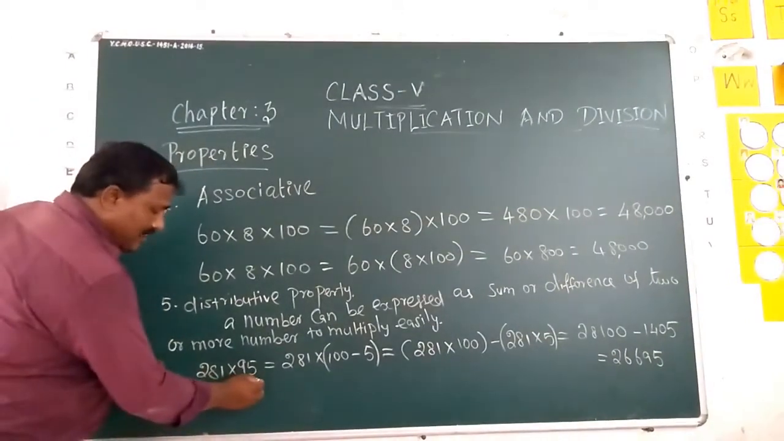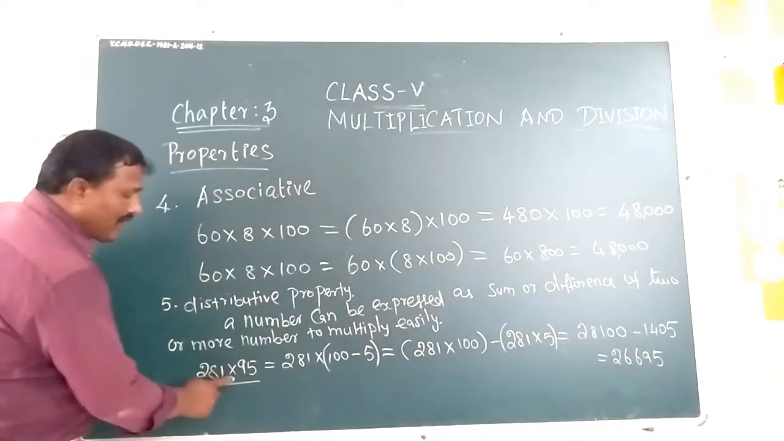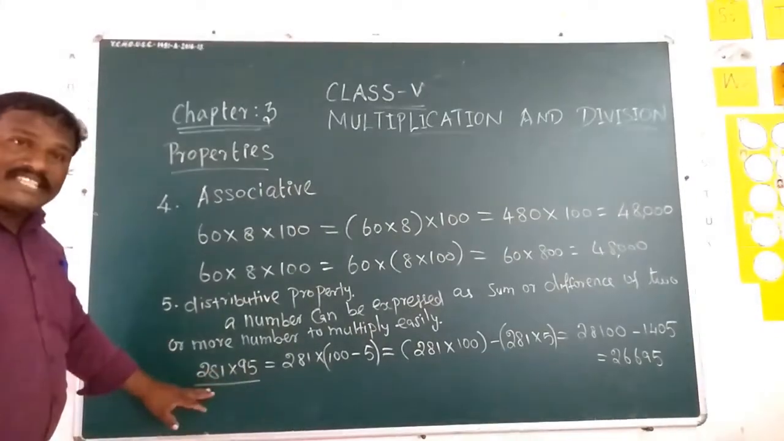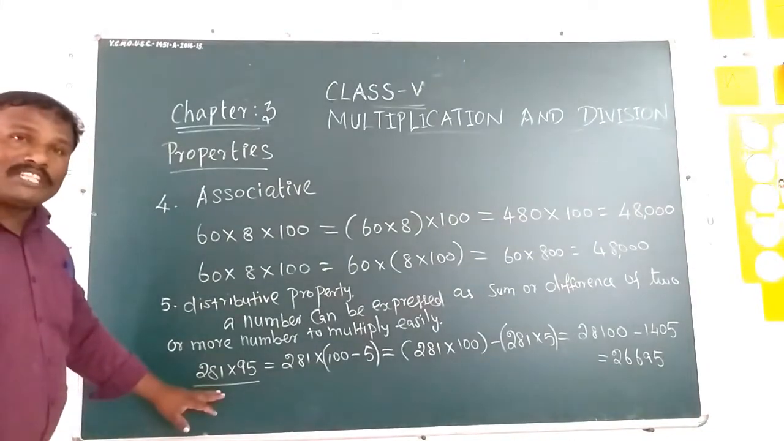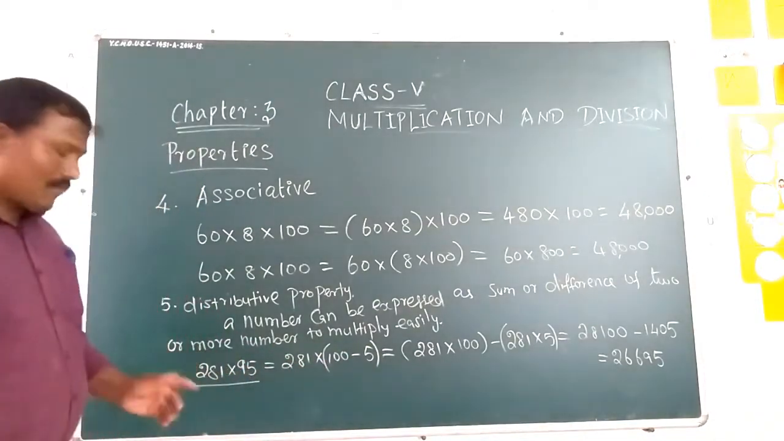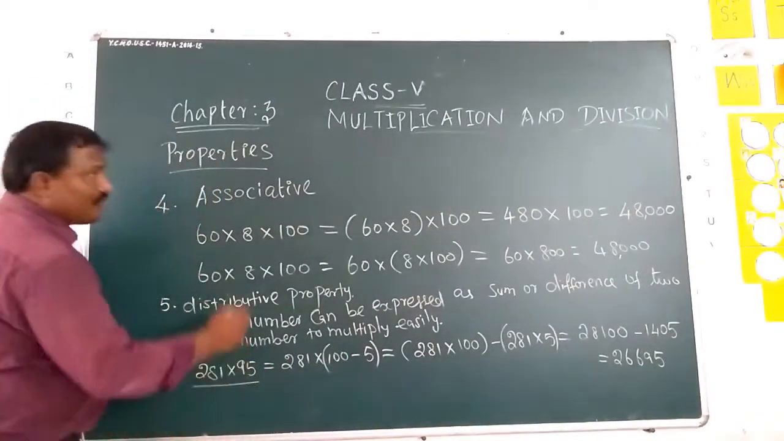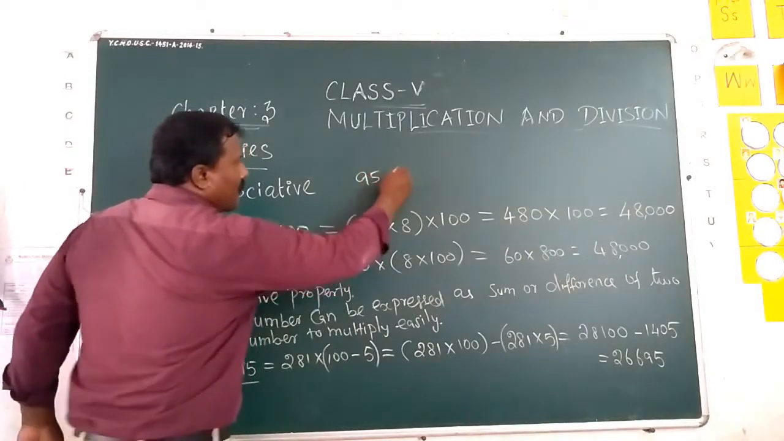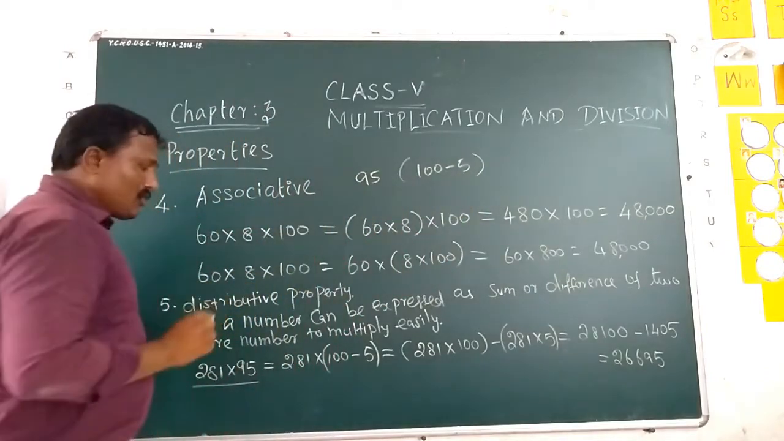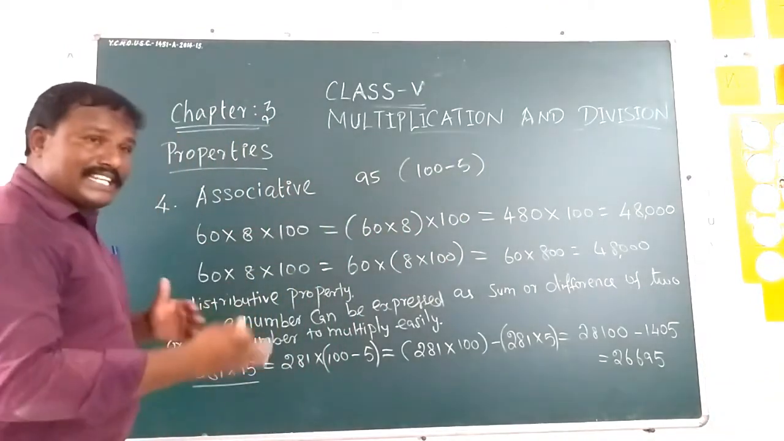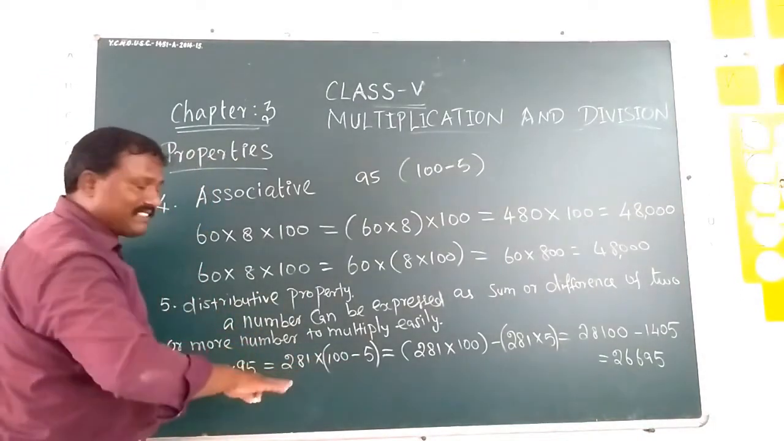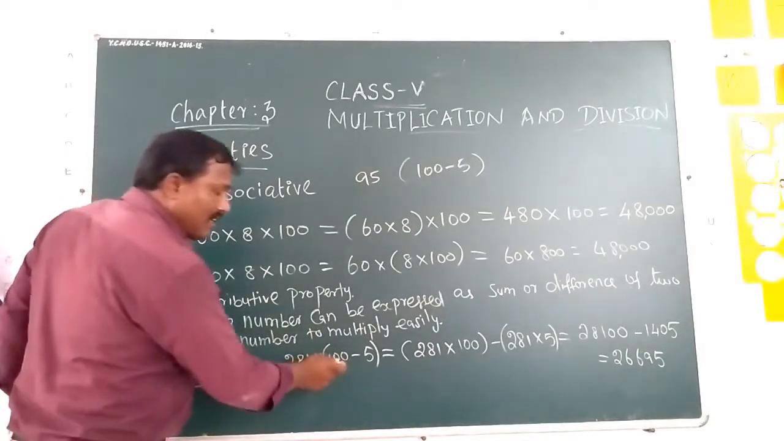Now I want to find the value of 281 times 95. I want to multiply these numbers, so for ease I express 95 as 100 minus 5. 95 is 100 minus 5. So I express it in a different way, for the purpose of finding the answer easily. So 281 I keep as it is, but 95 I write as 100 minus 5.